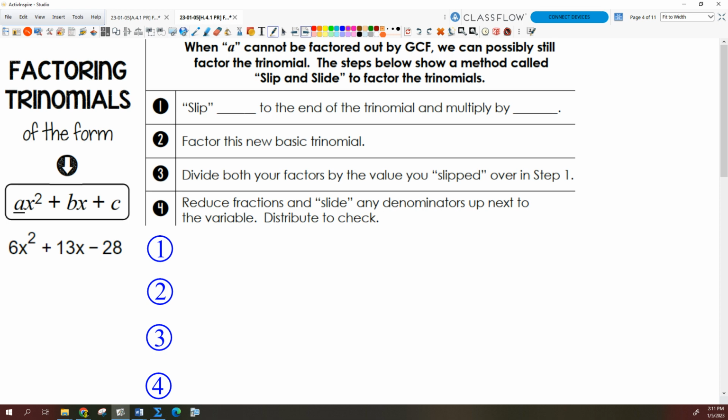Now there's 2 techniques for this. I'm going to show you guys the one that you already learned first. You learned slip and slide, right? Or do you call it bottoms up or slip and slide or something?